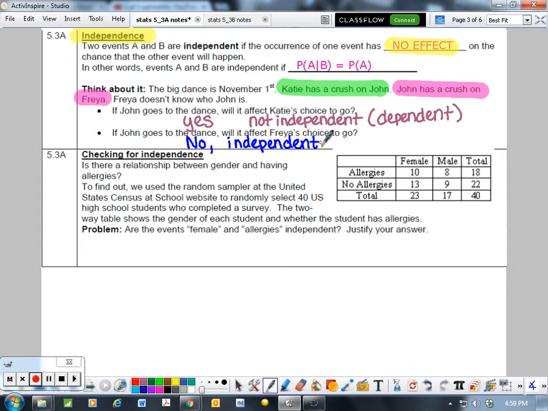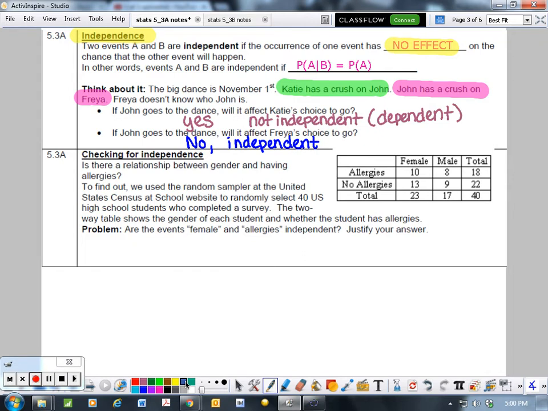Because the probability of her going is not affected by his choice. And so that's just kind of the idea that we want to keep in our head. So we're going to go ahead and practice checking for independence. Is there a relationship between gender and having allergies? To find out, we used a random sampler at the United States Census at School website to randomly select 40 U.S. high school students who completed the survey. The two-way table shows the gender of each student and whether the student has allergies. Are the events female and allergies independent?